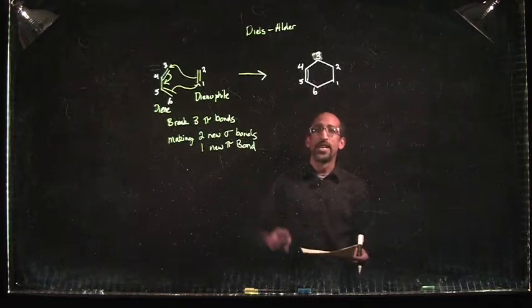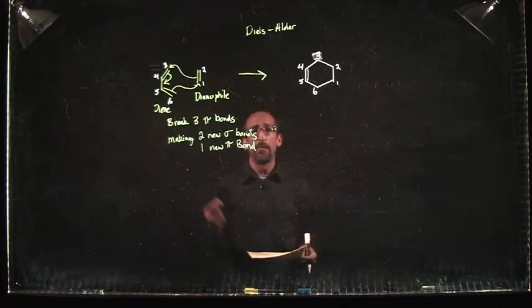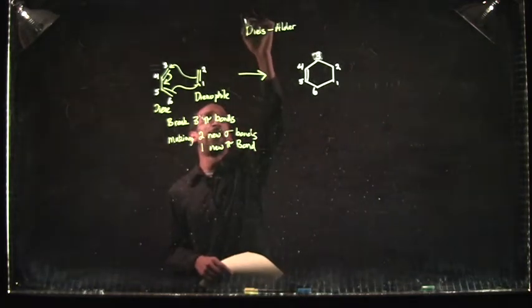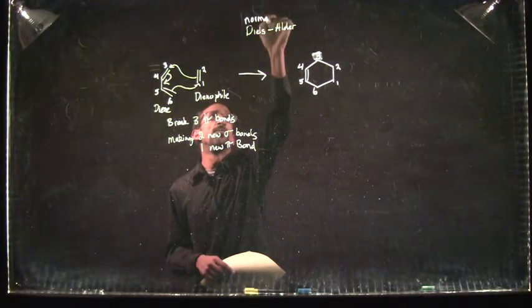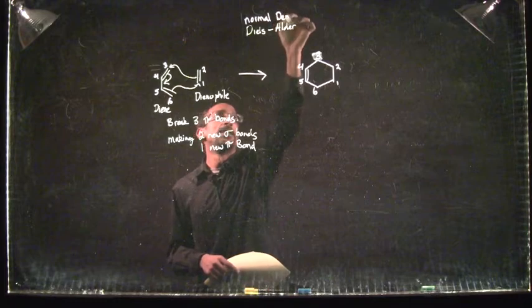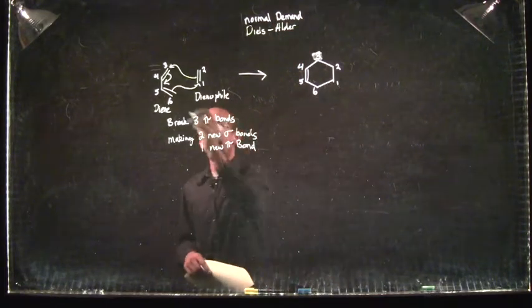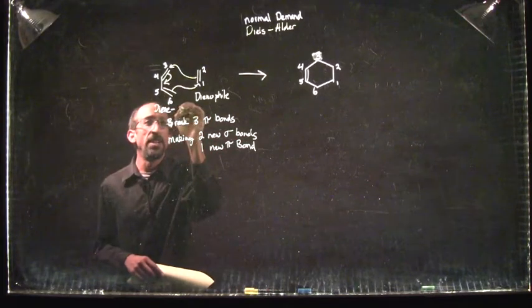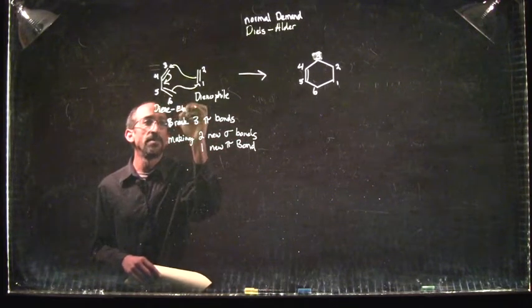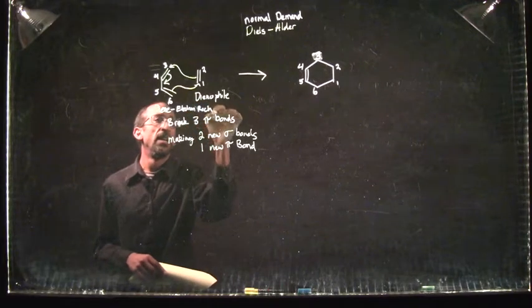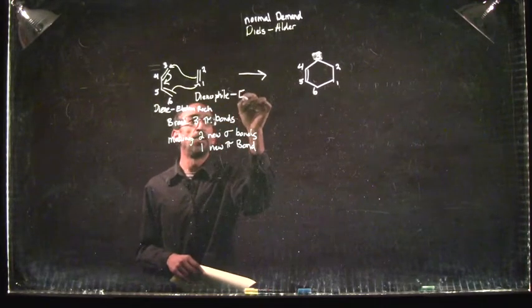So to start off looking at the nature of the diene and the dienophile, my last comment on this is we are only going to look at what's called normal demand Diels Alder reactions, and that means that our diene is going to be electron rich, and our dienophile is going to be electron poor.